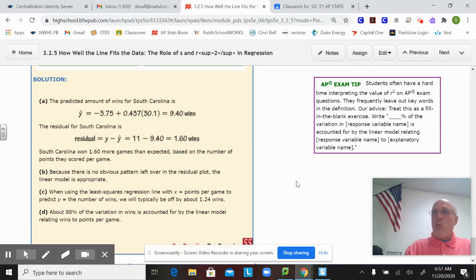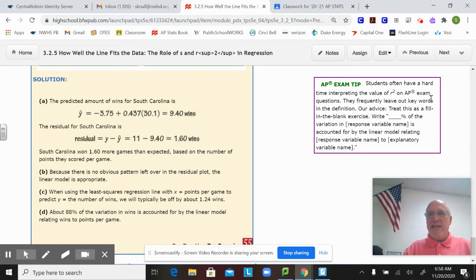So if R squared is 0.88, 88% of the variation in Y is accounted for by the linear model relating Y to X, and you have to say it in context. So there's going to be variation in Y for other reasons, but this is how much of the variation can be accounted for by that linear model. So again, this box right here, you must know how to interpret R squared. And then I'm going back to part C. You also have to know how to interpret the standard deviation of the residuals. When using the least squares regression line with X equals points per game to predict Y, the number of wins, we'll typically be off by about 1.24 wins. So those are very common: interpret S and interpret R squared.